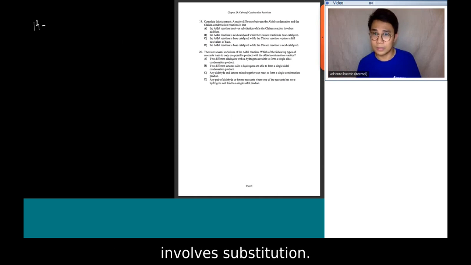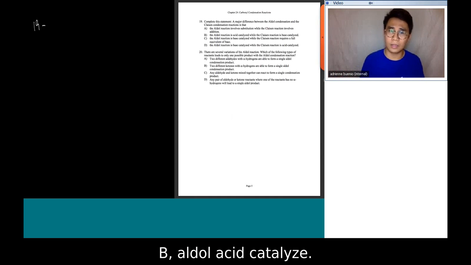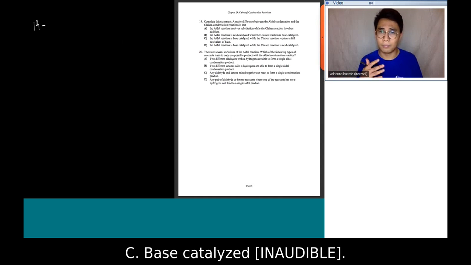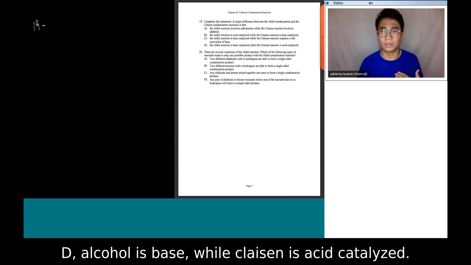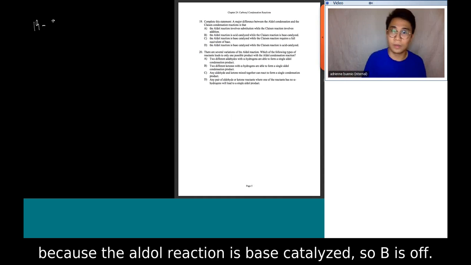A, the aldol reaction involves substitution while Claisen involves addition. B, aldol is acid catalyzed, while Claisen is base catalyzed. C, base catalyzed, requiring full base. D, aldol is base, while Claisen is acid catalyzed. So this one you guys should have gotten C, because the aldol reaction is base catalyzed, right?